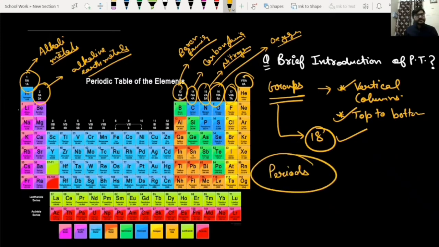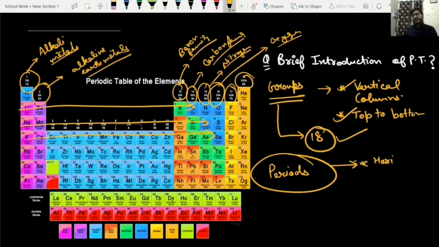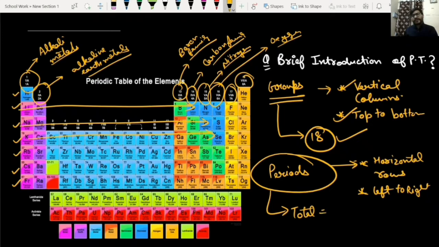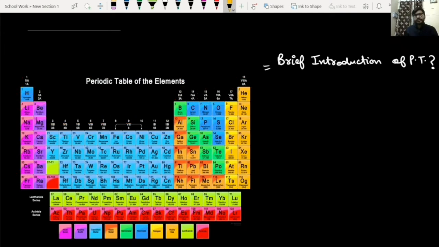So the question is, what is a period? Horizontal rows are known as periods. So what we can write? Horizontal rows are known as periods, and they are arranged from left to right. And see how many periods are present. Count 1, 2, 3, 4, 5, 6 and 7. So we can say total how many periods are present? Total 7 periods are present in our modern periodic table. So remember this, students, groups are total 18, and periods in total are 7.